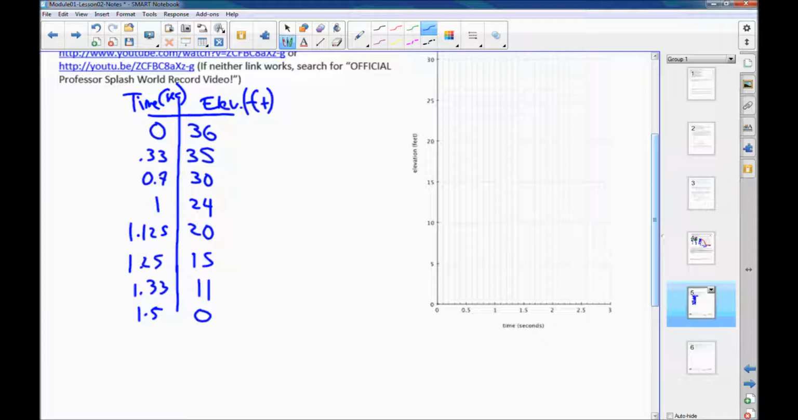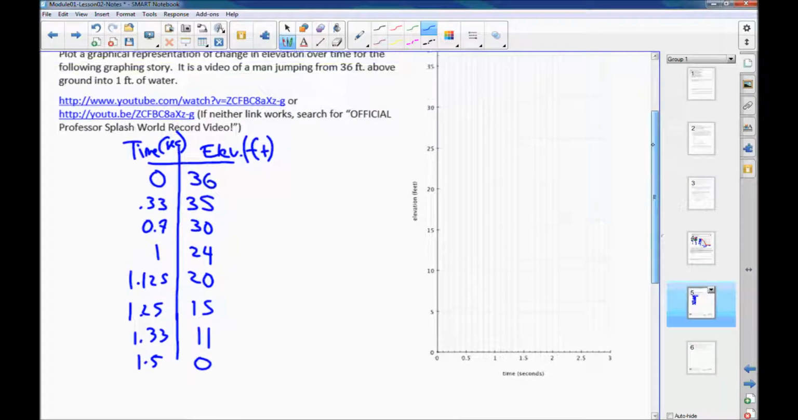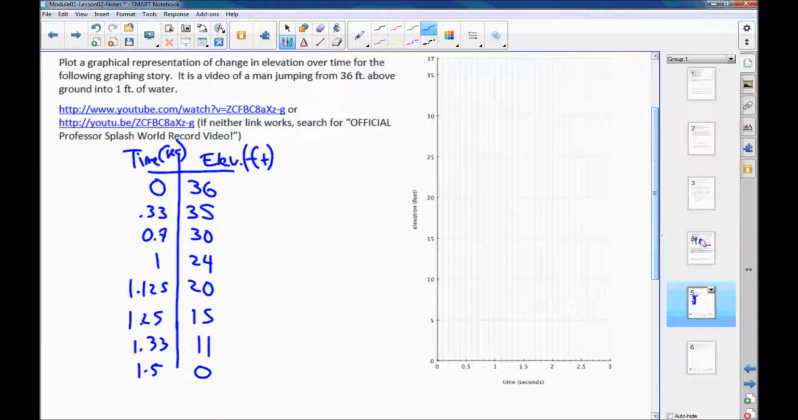So in our video, it's 1.5 seconds long, and we can't pause that video fast enough to actually see all that stuff. But we do know from the lesson that we can get these data points if we had good video pausing techniques. So this is our 36 feet for the beginning. And then at 0.33 seconds, well, let's see, there's 0.5, so that's 0.4, 0.3 is going to be here. So we're somewhere on this line. So just a little past the third line, we're supposed to be at 35 feet. So somewhere about right there.